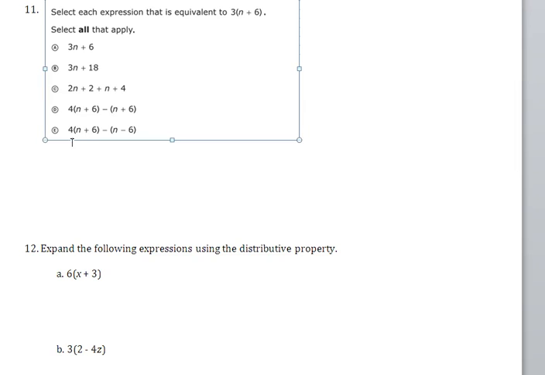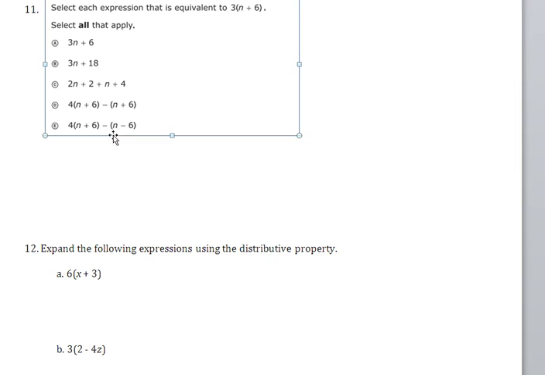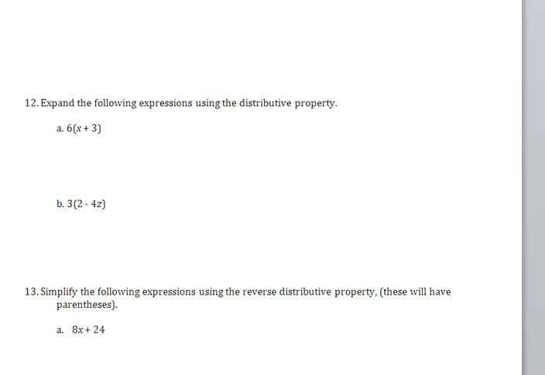And then the last one, 4 groups of n plus 6 minus 1 group of n minus 6. Well, that's not going to get us to 3 groups of n plus 6, because as you can see, you're not taking away one of these groups, so you won't be left with the 3 times n plus 6 as you want. Also, this negative 1 would distribute, so it would be minus n plus 6. It could be negative 1 times negative 6, so you'd end up with 3n plus 30 if you did that. All right, and our final questions, we'll look at those later.